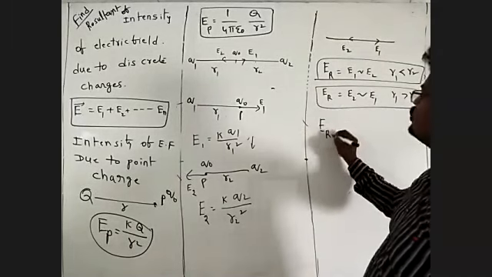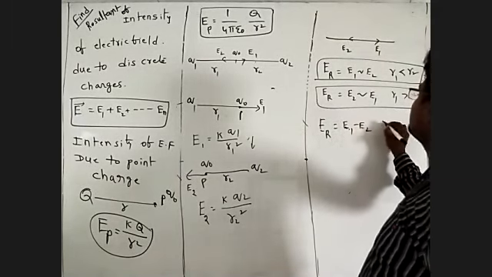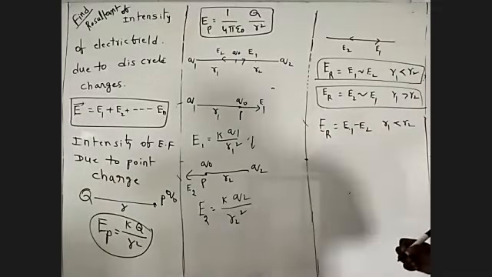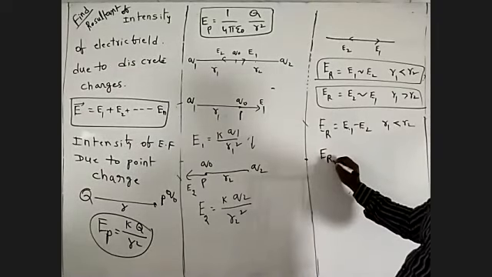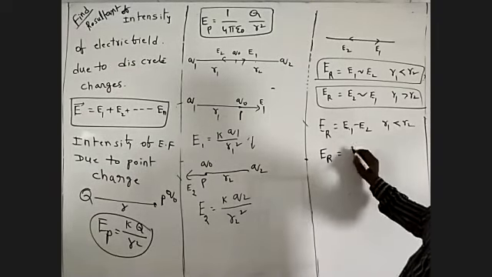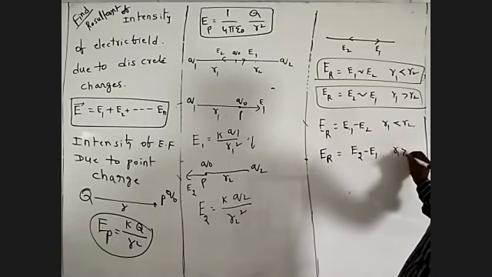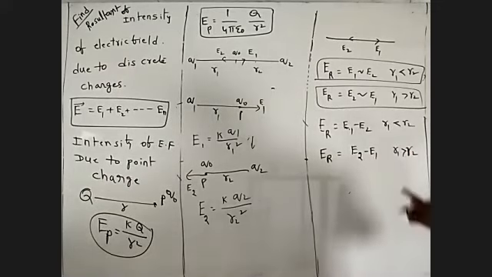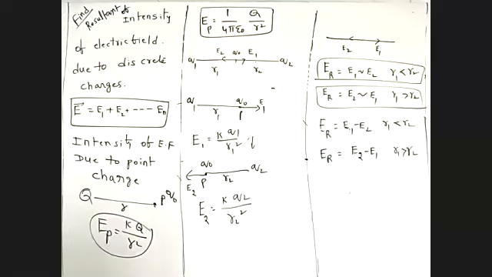Now the resultant E_R is equal to E1 minus E2 when R1 is less than R2. The resultant intensity of electric field is equal to E2 minus E1 when R1 is greater than R2, since then E1 is less. Now you are calculating like this.